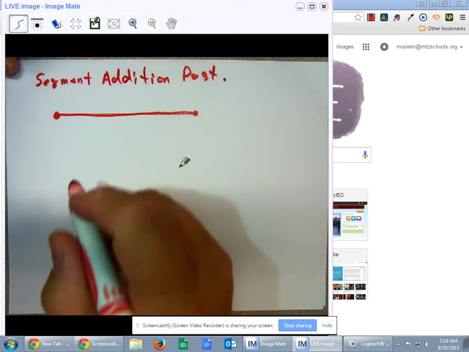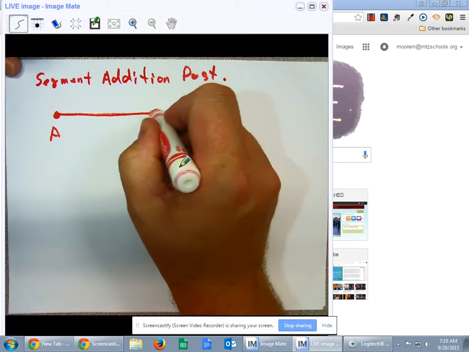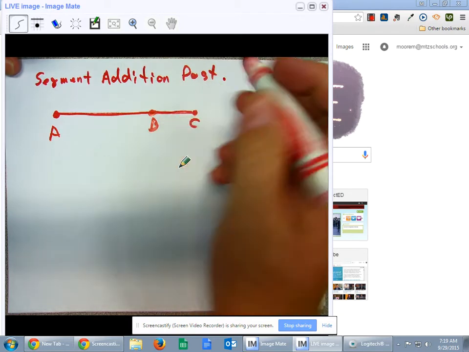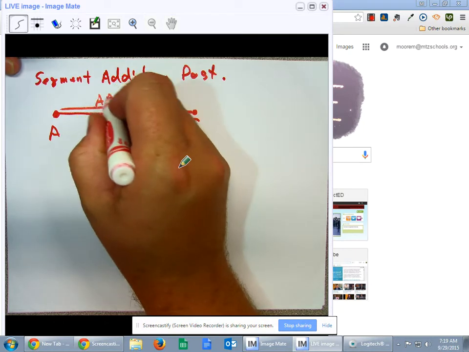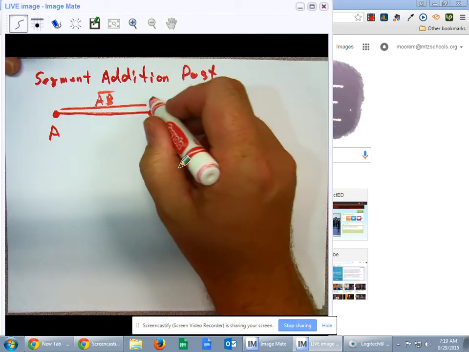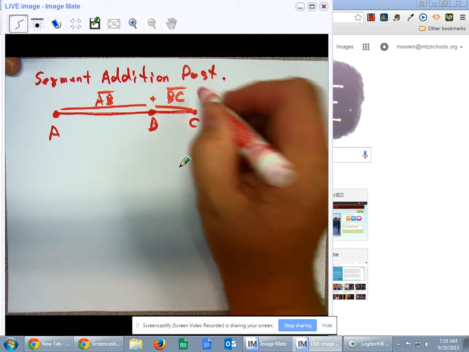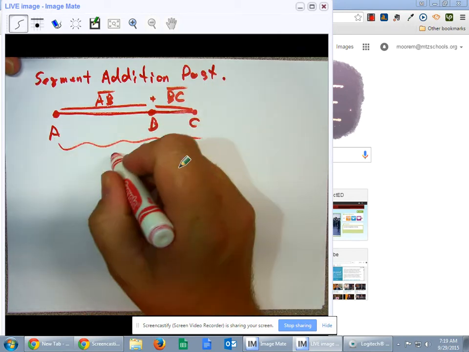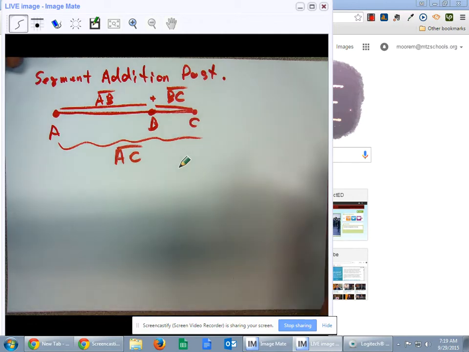Now, for segment addition, if I have from A to C and I have some point B in the middle, that allows me to say that AB plus BC are allowed to be put together to form AC. We are adding segments together, therefore we call it the segment addition postulate.